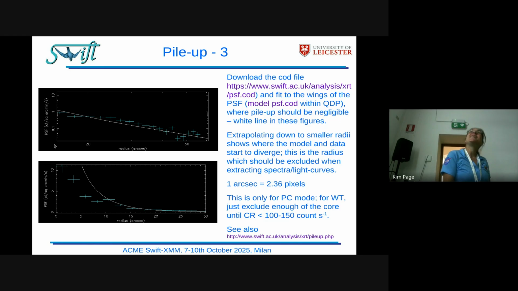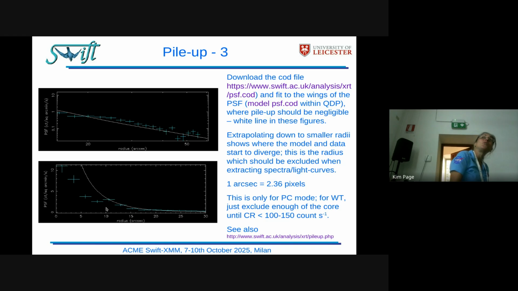So what you do is you ignore the center of the PSF, the bit where you think it might be piled up, ignore all that and go a bit further out, and then fit this PSF.cod file to what you see, and then extrapolate inwards. It won't be absolutely perfect because you've got background in there. The PSF is just for the source, but there are background counts. So don't be surprised if you get a few wiggles like that.